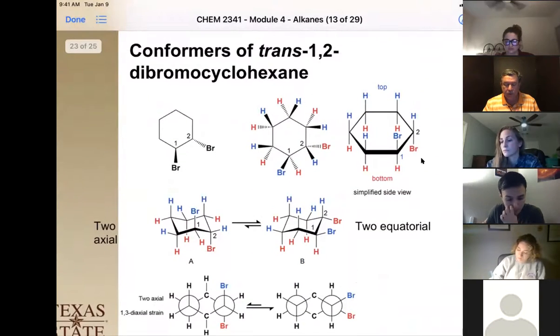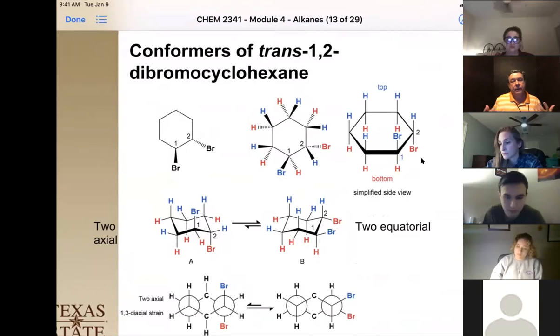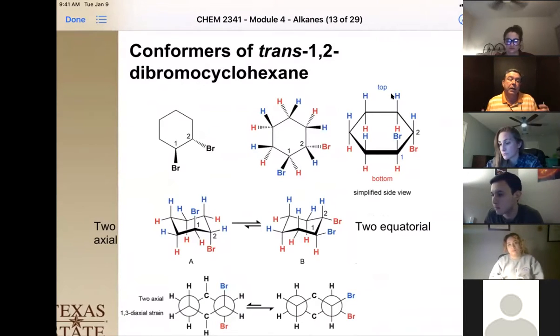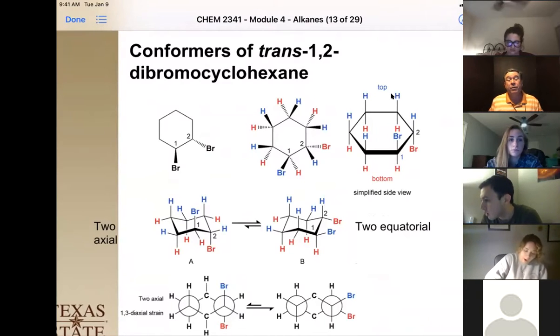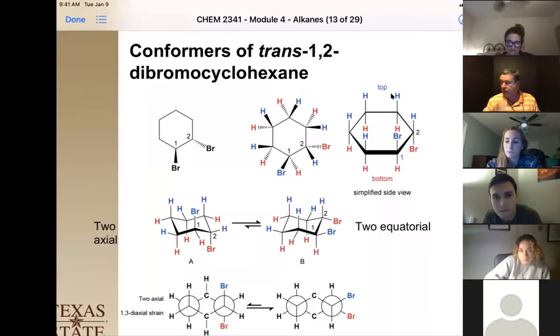All right, so what if you have two things on there? Now we have to think about where they are going to end up. You're going to want at least one of them in the equatorial position, or you'd prefer to have both of them in the equatorial position, if at all possible. So let's look at this particular conformer of the dibromocyclohexane.